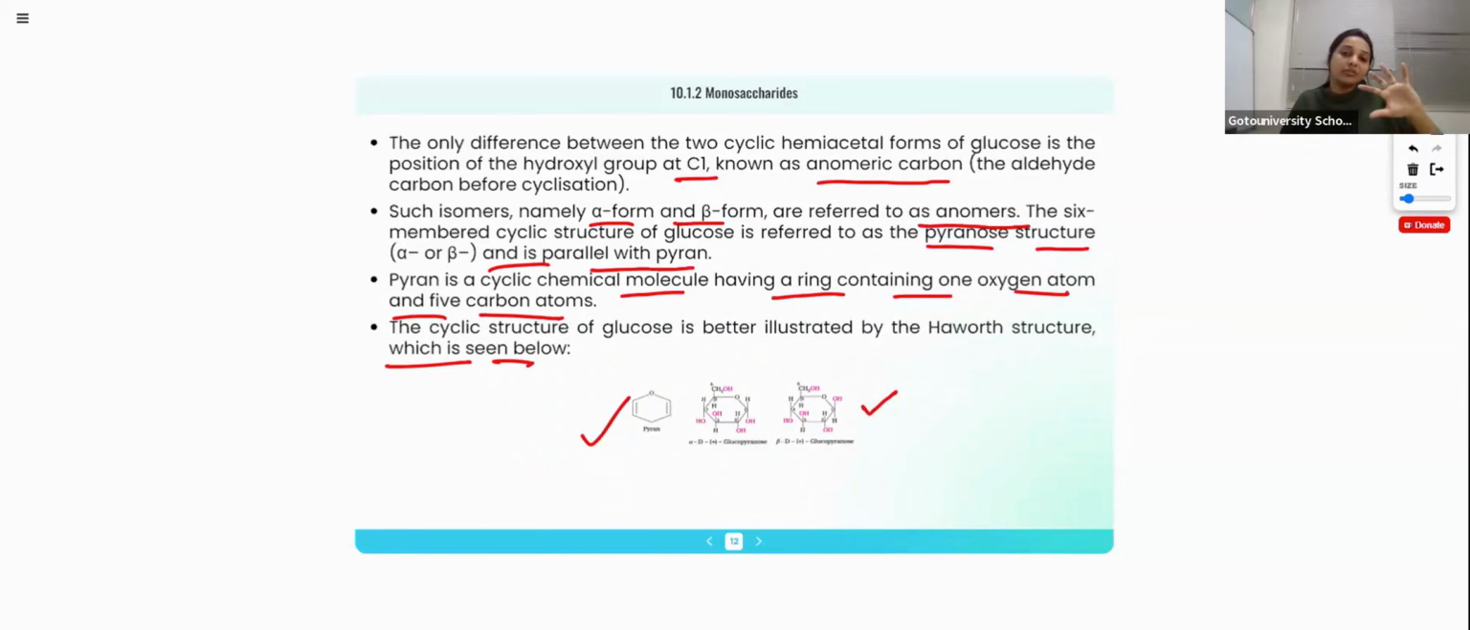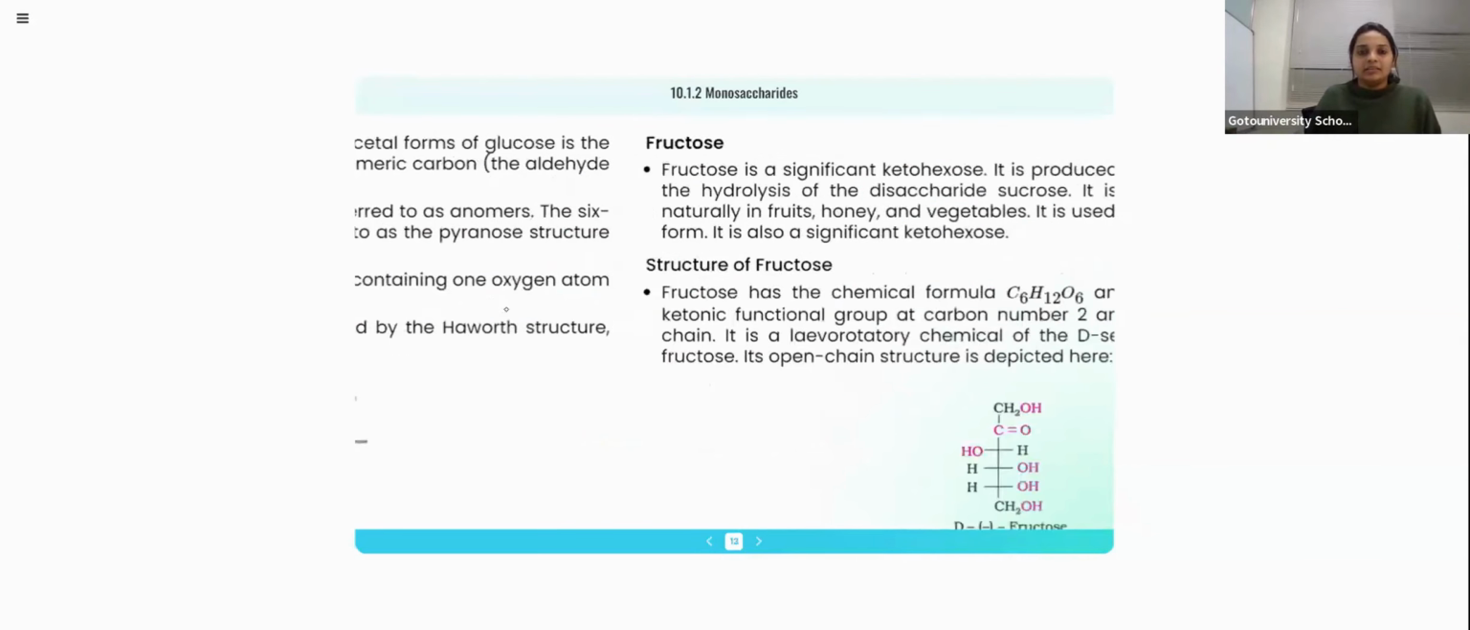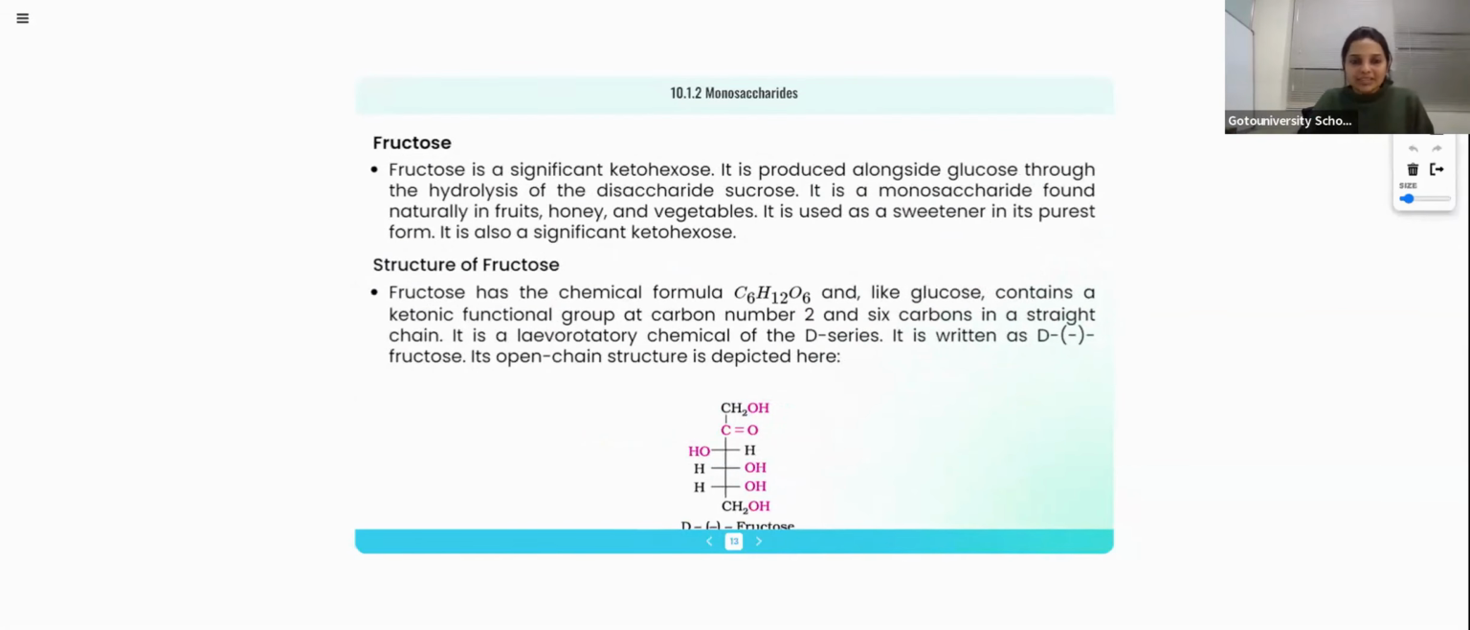Then did you hear about the furanose structure? Furan. Pyranose is here; furanose is different. Then fructose. So glucose is clear, right? Now we are moving to fructose.